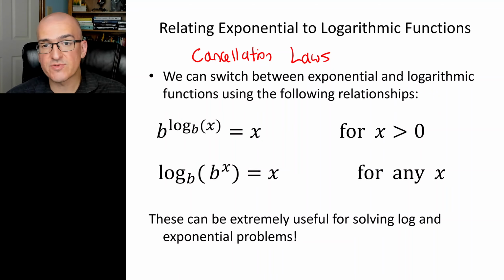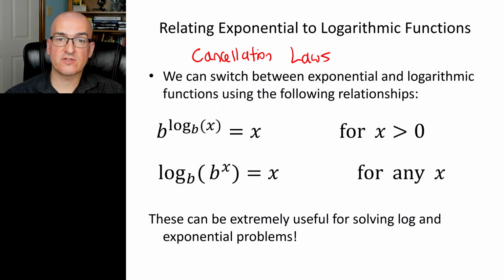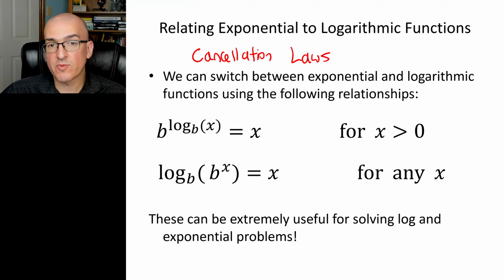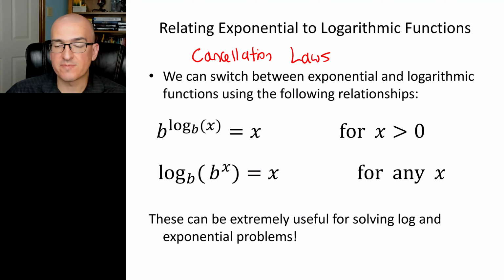The top rule has a restriction. It's only true for x positive, and that's because you can't plug a negative number into a log function. Whereas the second order of the cancellation law has no such restriction because you're not plugging x into a log function. You're plugging x into an exponential first. That will make sure that as long as the base of the exponential function is positive, which is a requirement, the argument that's being plugged into the log function is positive. So we don't have any domain problems for the second order, but we do have a potential domain problem for the first one.